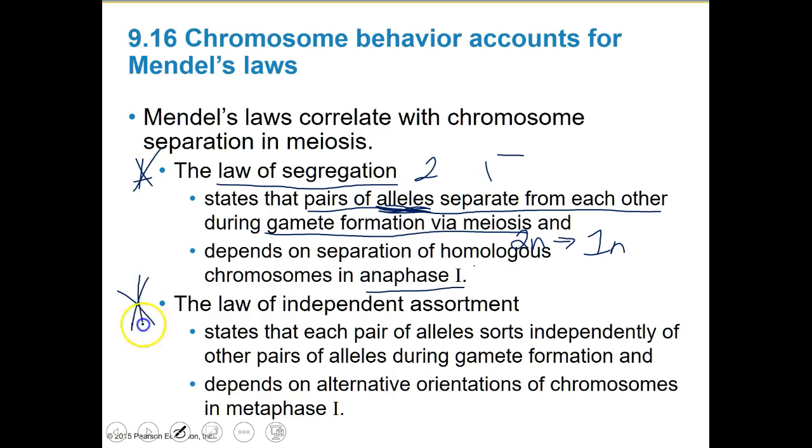The other thing that's important in this section is the law of independent assortment. It states that each pair of alleles sorts independently of other pairs of alleles during gamete formation. So basically, this one's about alleles, and this one's about different genes. It says that different genes don't depend on each other. Okay.